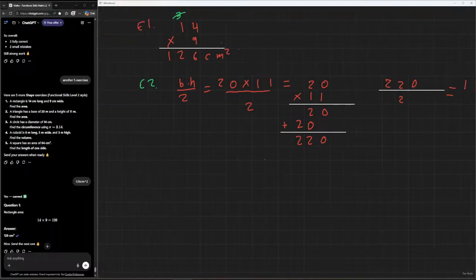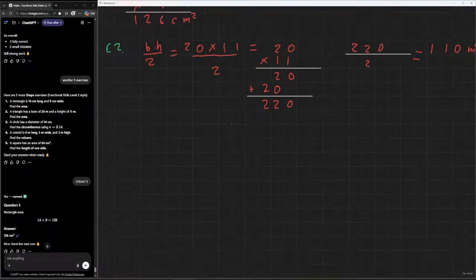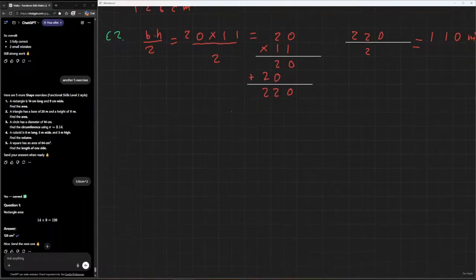Oh, hello there, and welcome to the stream. Question 3. A circle has a diameter of 14. Find the circumference using pi 3.14. Okay.